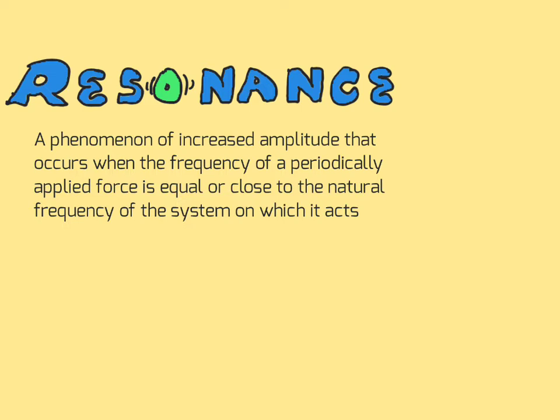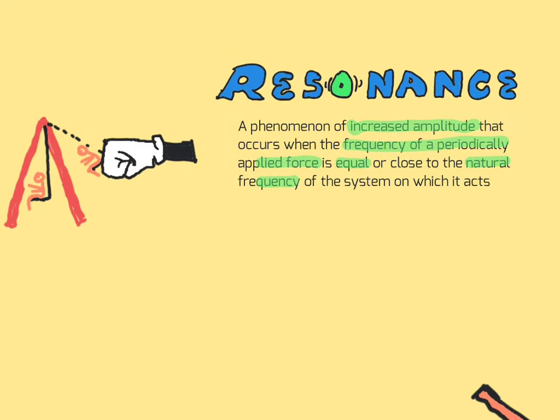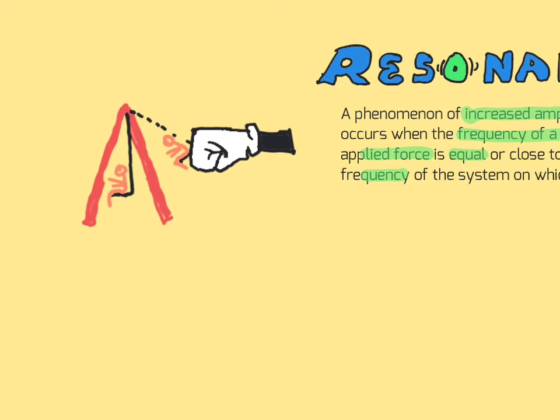So resonance is a phenomenon of increased amplitude, this here is important, that occurs when the frequency of a periodically applied force is equal to the natural frequency of the system. So there's a lot in that. We're just going to break that down. So when we talk about resonance, I'm going to use this as an example: this person on a swing, stick person on a swing.